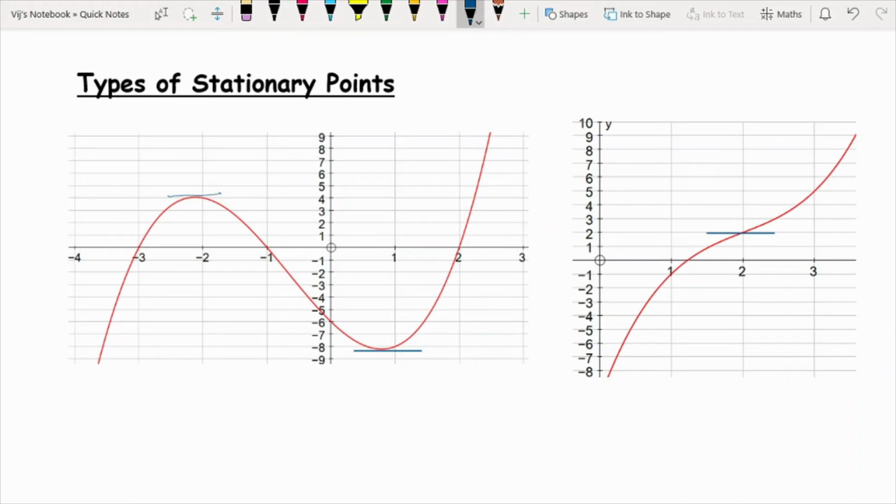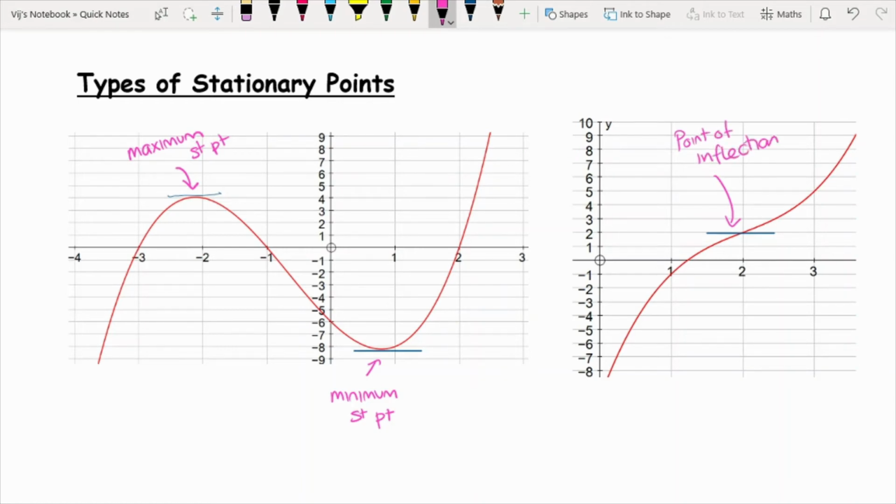Now the first one, if you look at this first diagram, we can see that at this point here, this stationary point, this is what we call a maximum. And if you think back to when we did quadratics and parabolas, again we're dealing with maximum and minimum, so this would be a maximum stationary point. This here would be a minimum stationary point. And on the second diagram, this here is what we call a point of inflection.